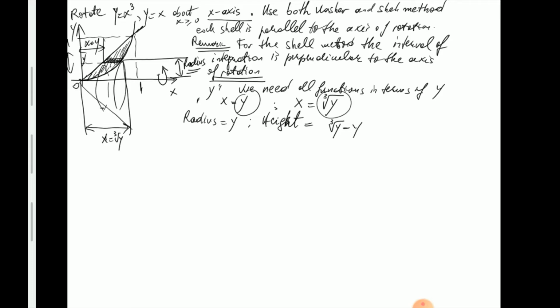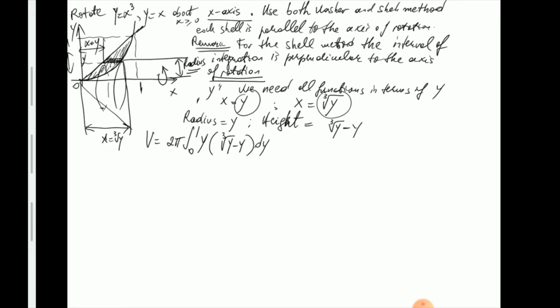It's very important to understand the coordinates of each point on the graph, how you refer to them. So this height again is horizontal. It comes from the difference of two x coordinates, but these x coordinates are in terms of y because our integration is with respect to y. And now we come with the formula for the volume: 2 pi the integral from 0 to 1, that's the interval over the y-axis, radius, which is y, quantity height, which is cube root of y minus y.